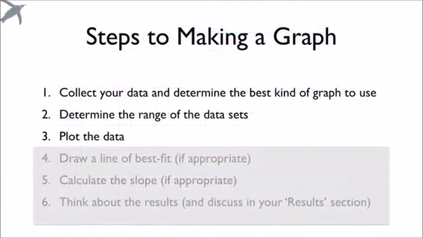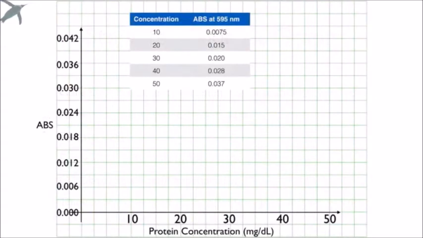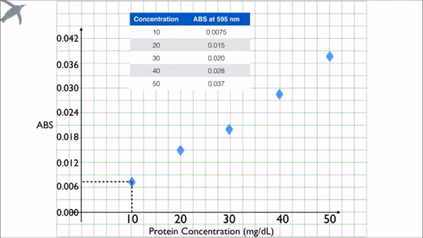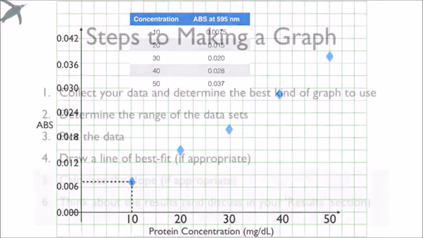Now I'm going to plot the data. So what I do is I look at my data and I take that first point, the 10 on the X, 0.0075 on the Y. So I'm going to go up on the X, and then I'm going to find 0.0075 on the Y, and that's where my point goes. And I'm going to do the same thing for the rest of my data points. And ta-da! There you go. Those are my points plotted on the graph.